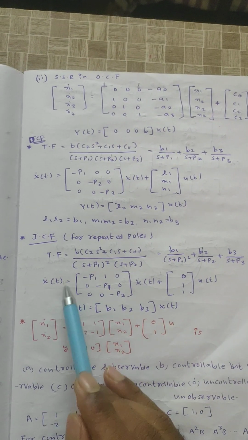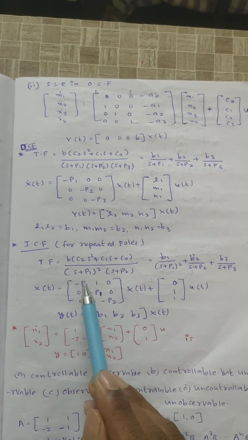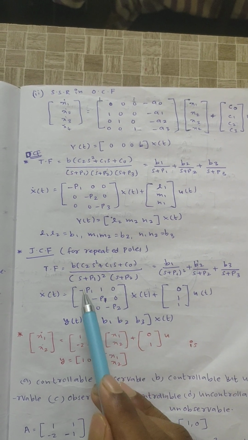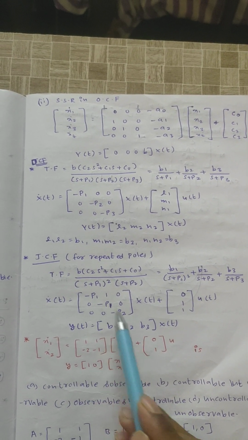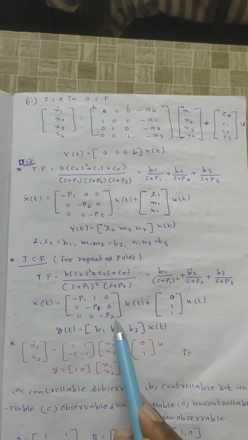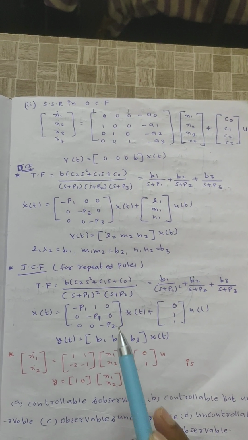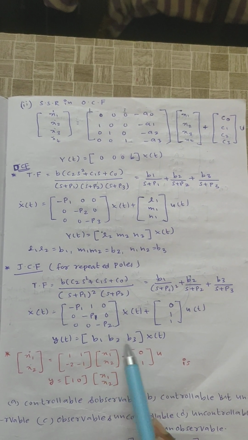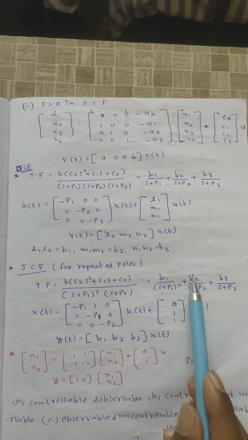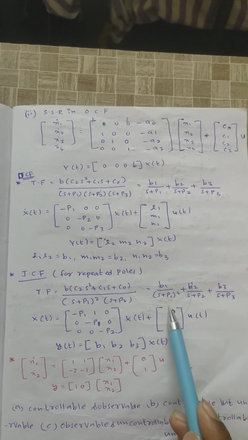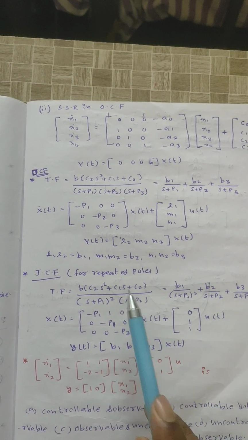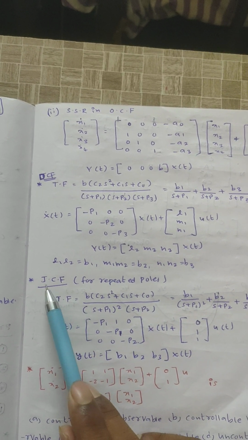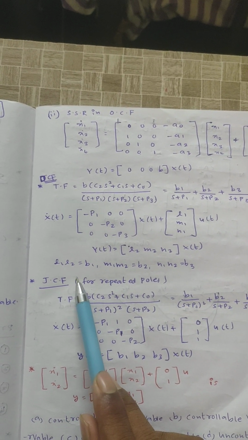Next, for repeated poles, similarly, you can represent poles here only. First the repeated poles, after that the non-repeated poles. Then y of t is equal to B1, B2, B3 into x of t. Here B1, B2, B3 are the values. Next 0 1 1 into u of t. For repeated poles, that is Jordan canonical form.